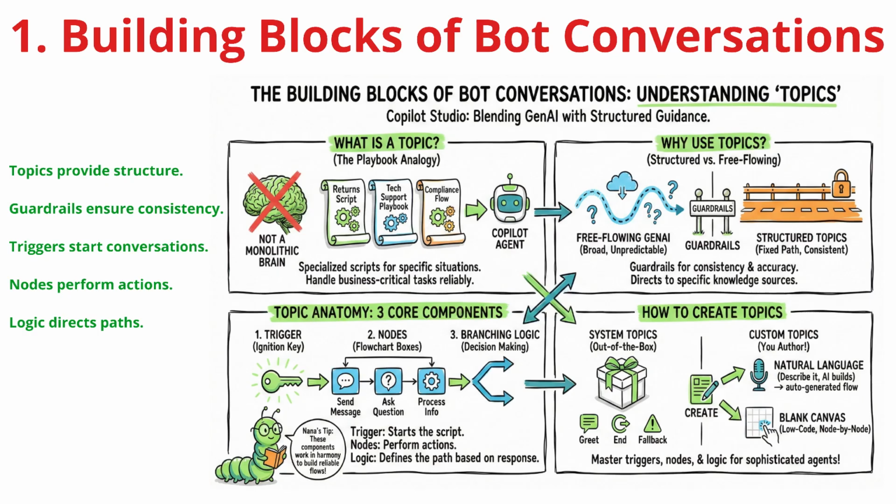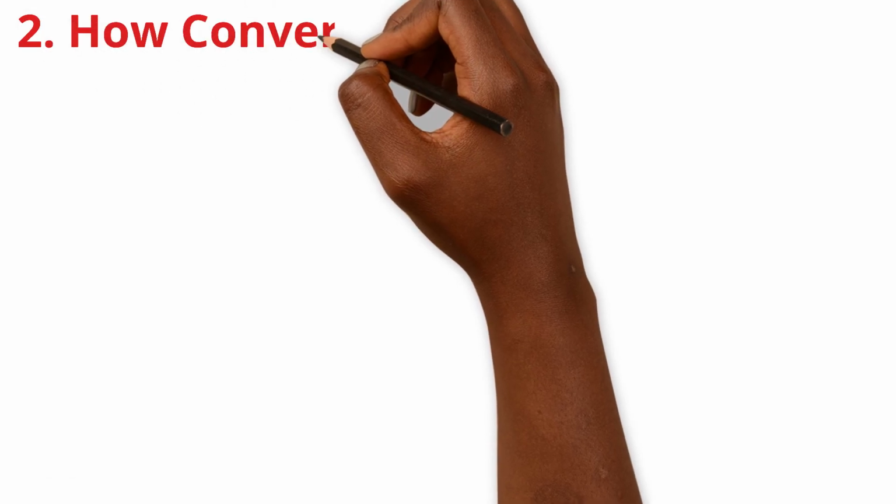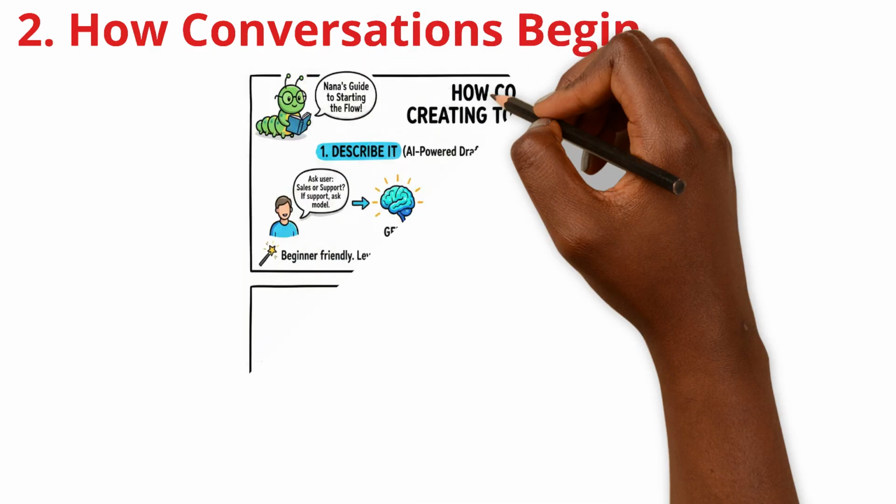Every topic is built from 3 core components working in harmony. A trigger acts as the ignition key to start the flow. Nodes are the individual steps that send messages, ask questions, or process info. And branching logic directs the path based on the user's specific answers. You can get started fast with pre-built system topics or author your own custom flows using natural language or a low-code blank canvas.